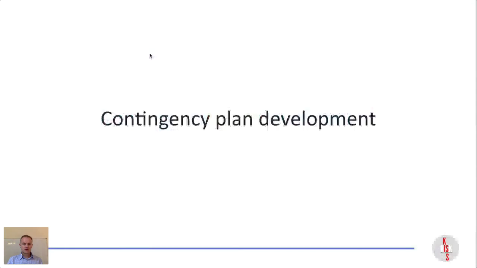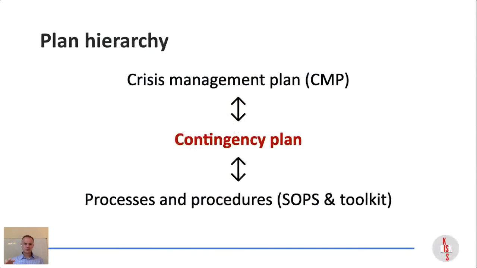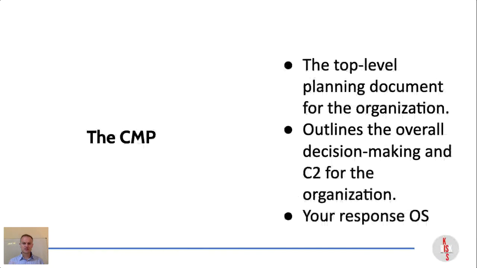Okay. So I want to look at the development this week. Just to put this into context, where the contingency plans fit from my perspective, the top level of the organization, you'll have a crisis management plan. The contingency plan is scenario specific or situation specific. That's going to sit in the middle. And then underneath that, you're going to have a series of processes and procedures or SOPs that you can then use to execute the plan. So the CMP is the top level document. That should be situation neutral. That's really just going to give you the OS, operating system, for your response.